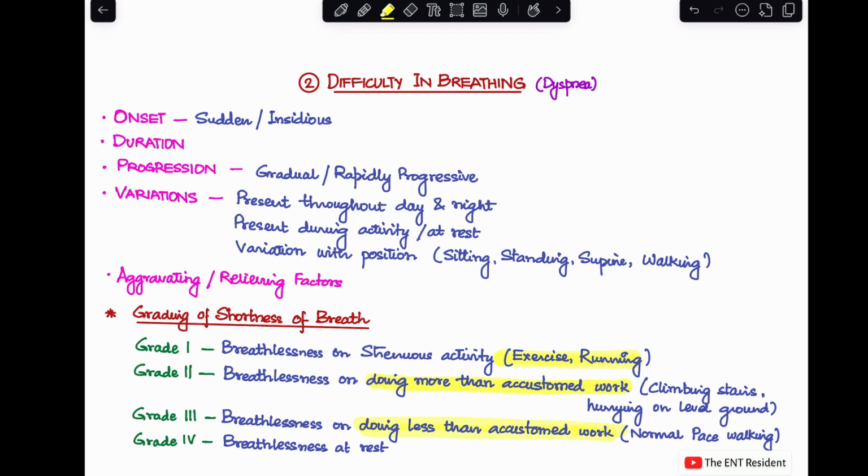And grade 4 can be seen when there is breathlessness right at rest. You're not doing any kind of movement, you're not walking, but yet you're having difficulty in breathing. This is how you classify shortness of breath into 4 grades.